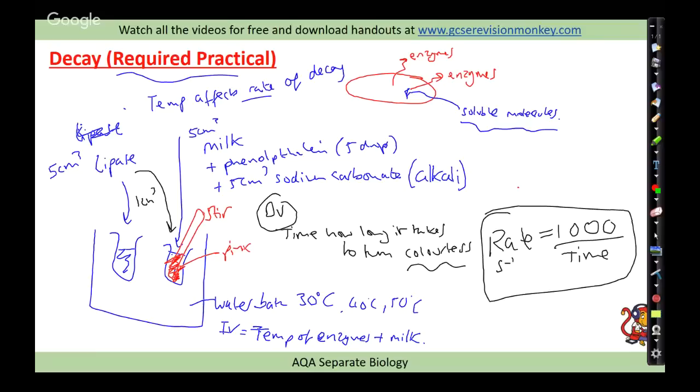So you may well be asked to write a method for that practical. Talk about particular volumes, never talk about amounts. Talk about volumes of lipase, milk, sodium carbonate, and don't forget your indicator in there as well. Changing the temperature and timing how long it takes to go colourless.